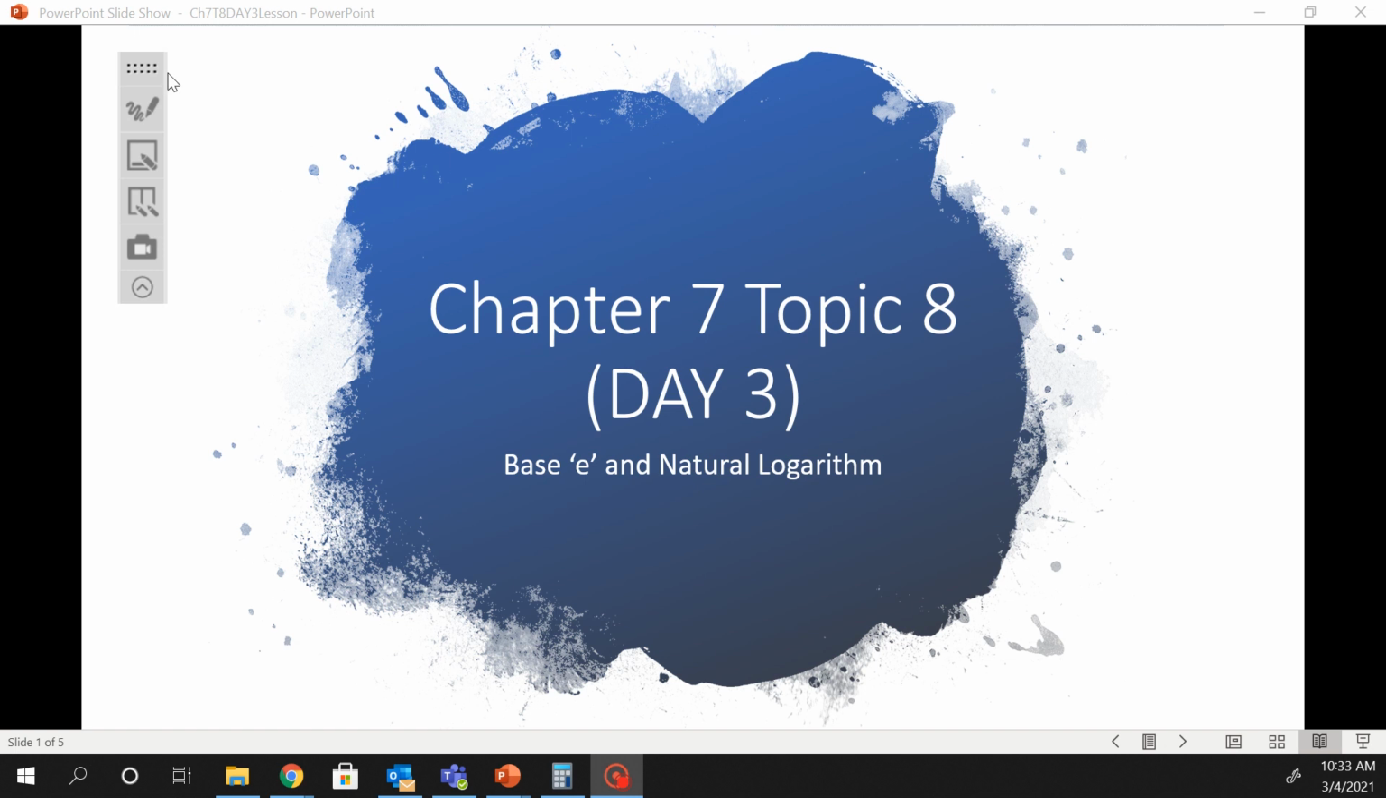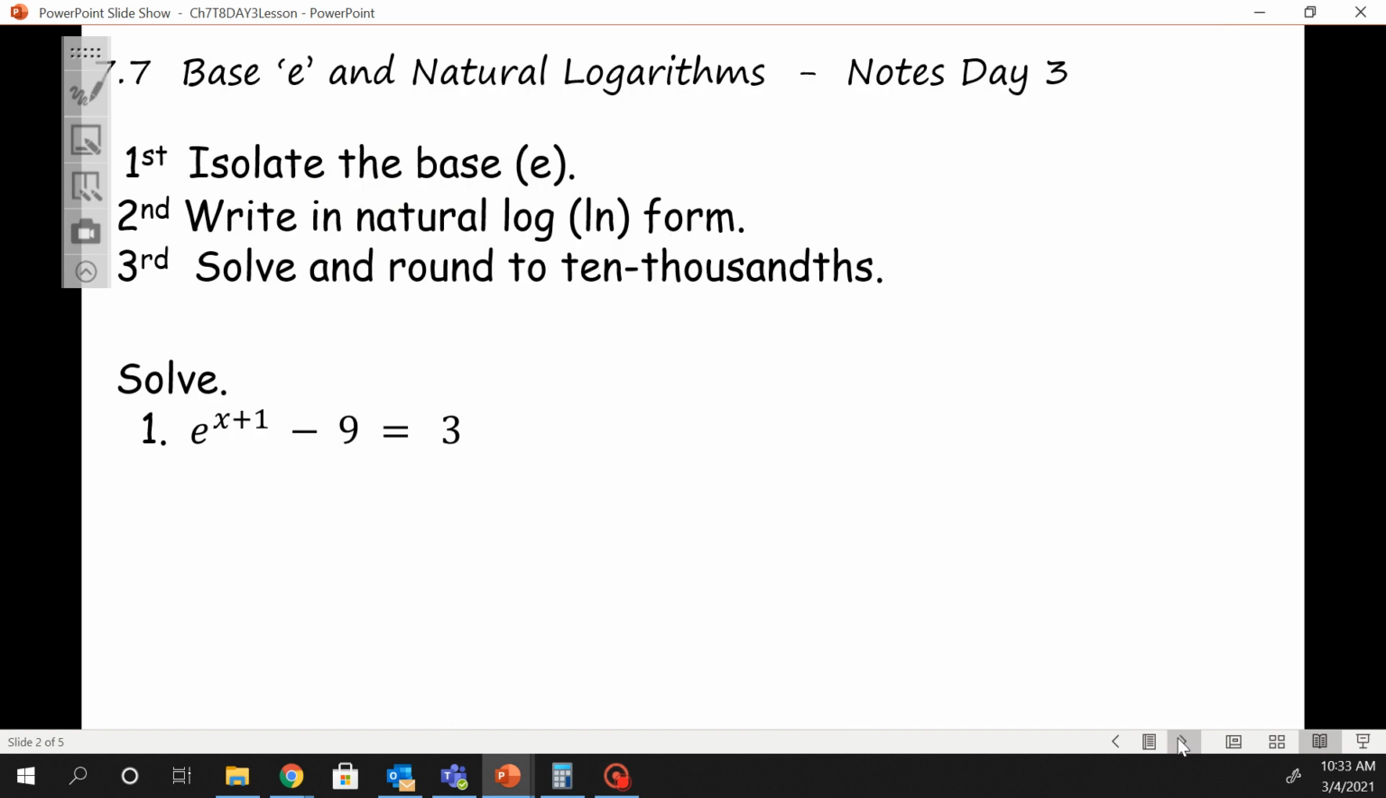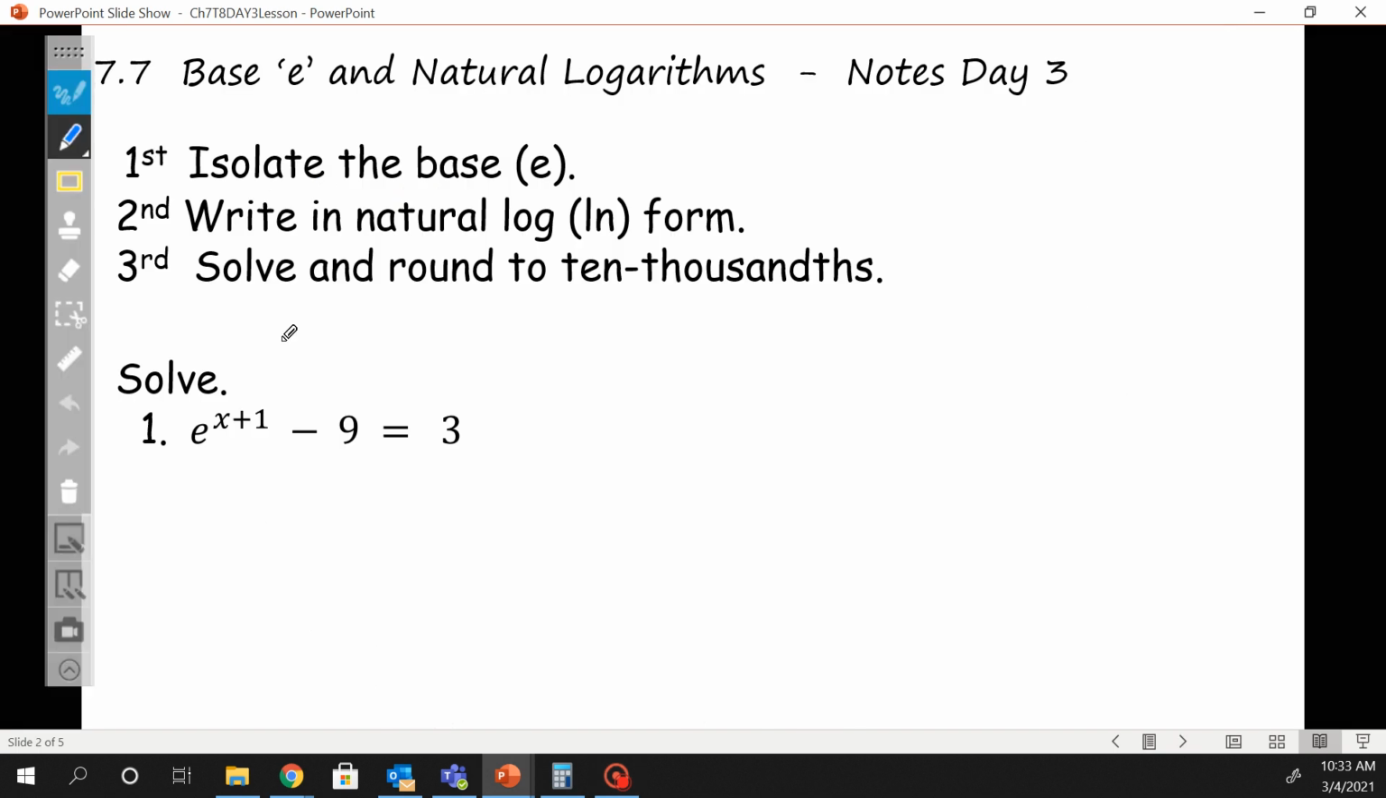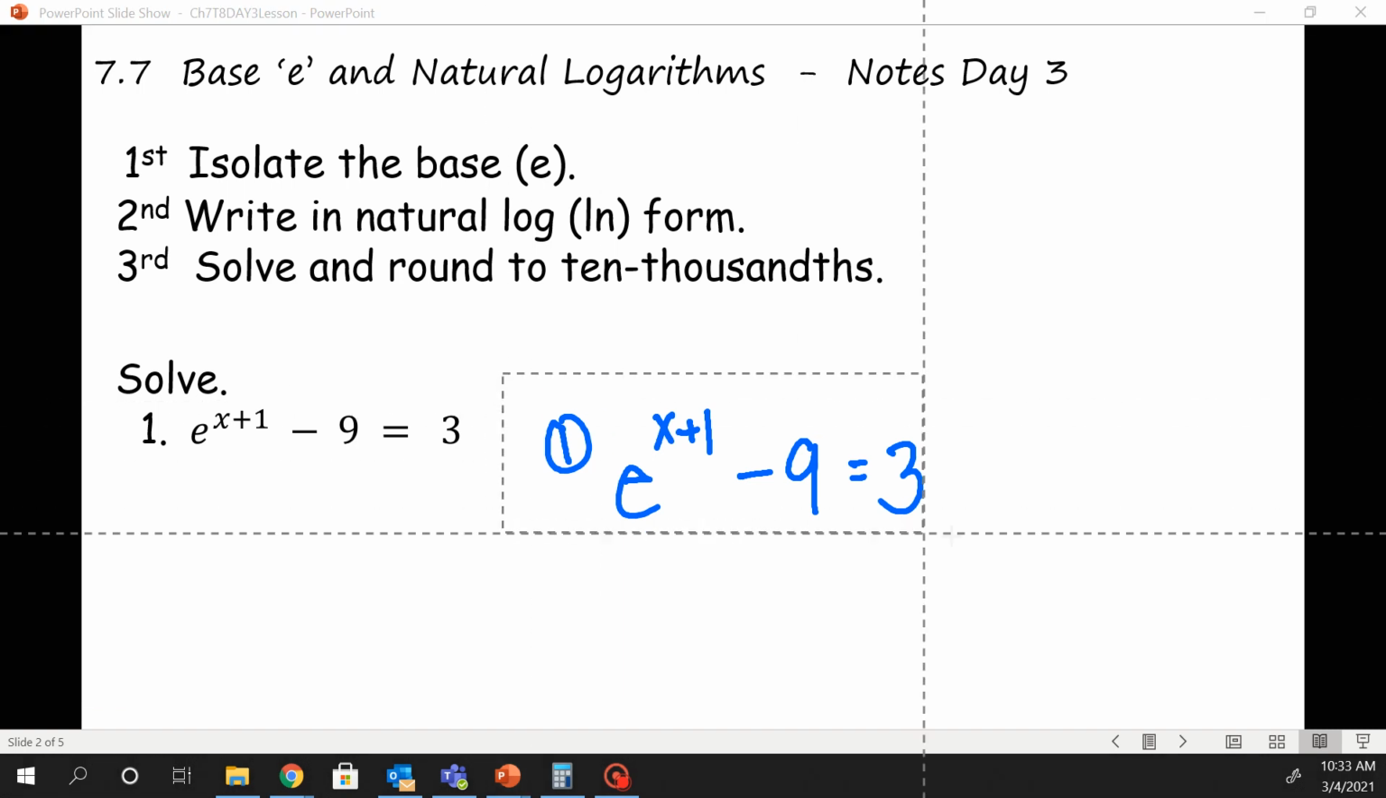Okay, today we're going to be looking at a couple more examples for solving both logarithmic equations with e and exponential equations with e. Okay, so let's look at this first example. We have e to the x plus 1 power minus 9 is equal to 3.